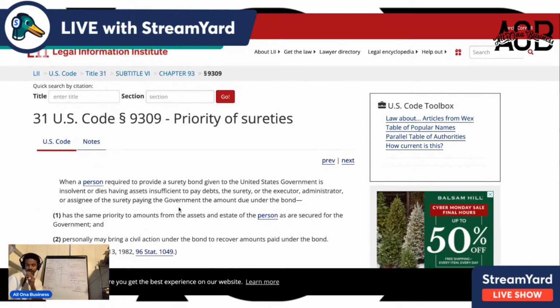Now, what's this say? When a person required to provide a surety bond given to the United States is insolvent or dies, having assets insufficient to pay debts, the surety paying the government the amount due under the bond has the same priority to amounts from the assets and estate of the person as are secured for the government, and personally may bring an action under the bond to recover amounts paid under the bond. So what you got to understand is the government is insolvent. The government is bankrupt, and now all the people lack the assets. We have assets insufficient to pay our debts, which is why we have a foreign debt through the roof, because we lack the assets.